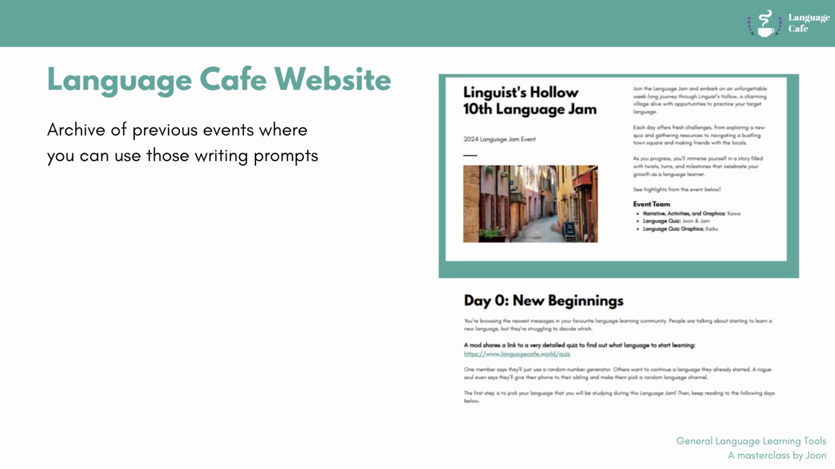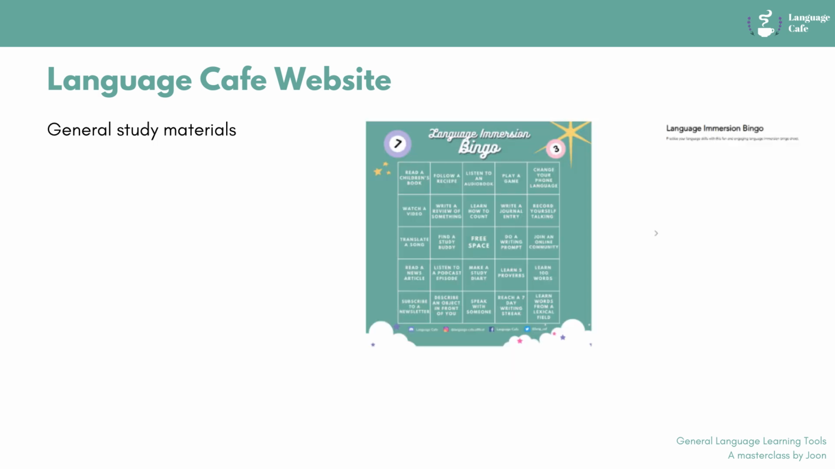We also have an archive of previous events where you can use those writing prompts if you're not sure what to write about in your target languages. We have the previous language jams on here. So for example, a language jam, we basically create a narrative and there are different language prompts. So this one, for example, is, you wake up in a town and you're like, oh my God, where am I? But everyone speaks your target language. So you have to introduce yourself to people. So pretty cool.